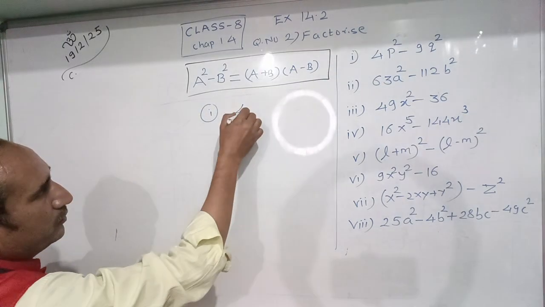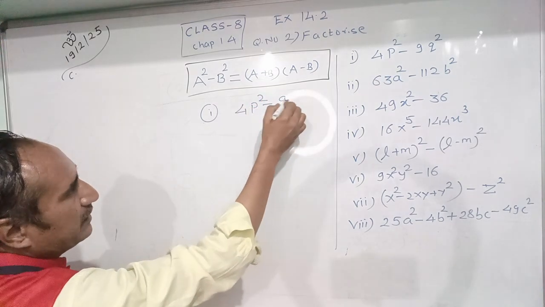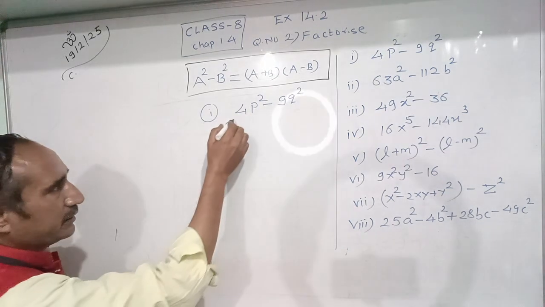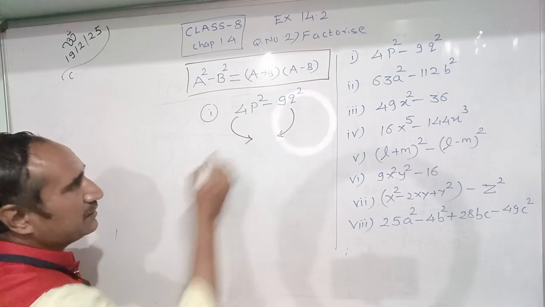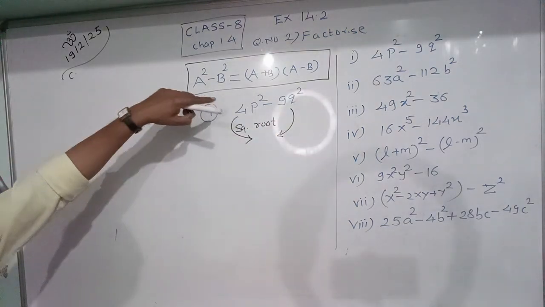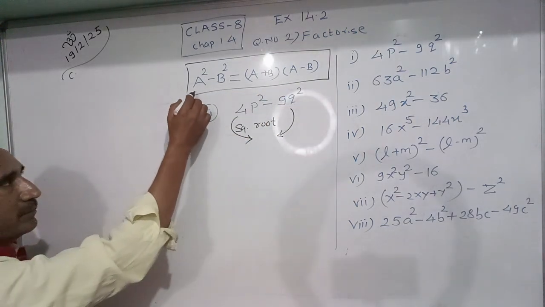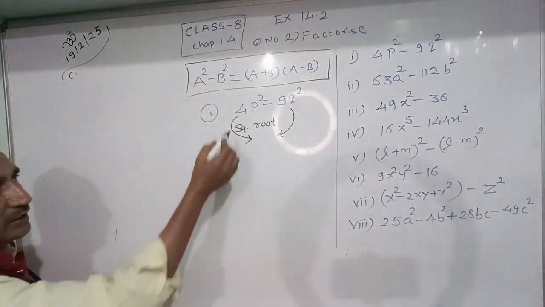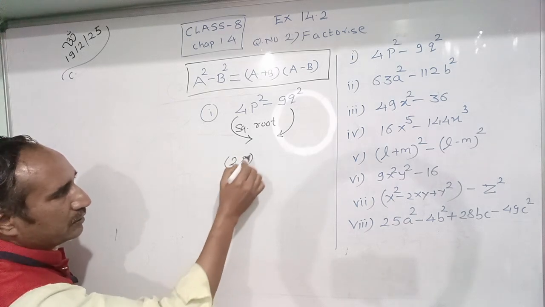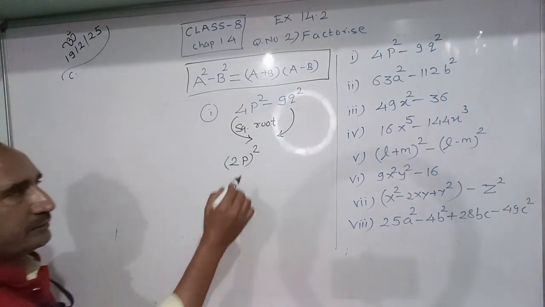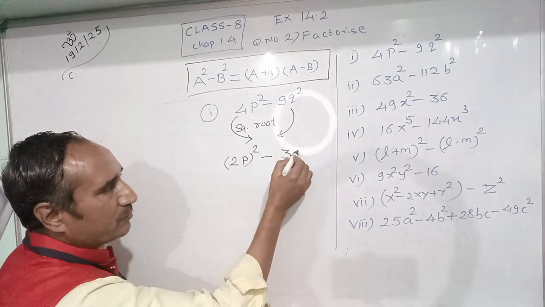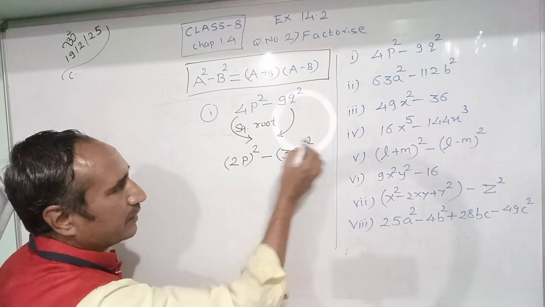Here, 4p square minus 9q square. Again we have to take the square root. But this time there are only two terms, so we are going to make use of this identity. What is the square root of 4p square? It is 2p, whole bracket square, minus 9q square. Square root of 9 is 3 and square root of q square is q, this bracket square.